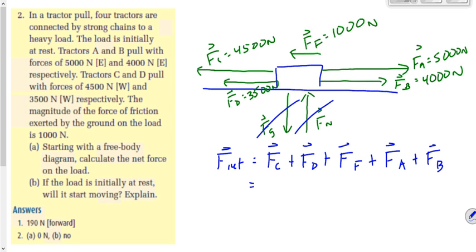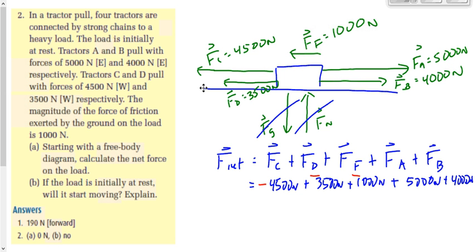FC is 4,500 plus 3,500 plus 1,000 plus 5,000. Simon, what are you saying there? Yeah, the ones that are going to the left are negative. Good. We add those up. I think we end up getting 0. So the net force here is 0 newtons.